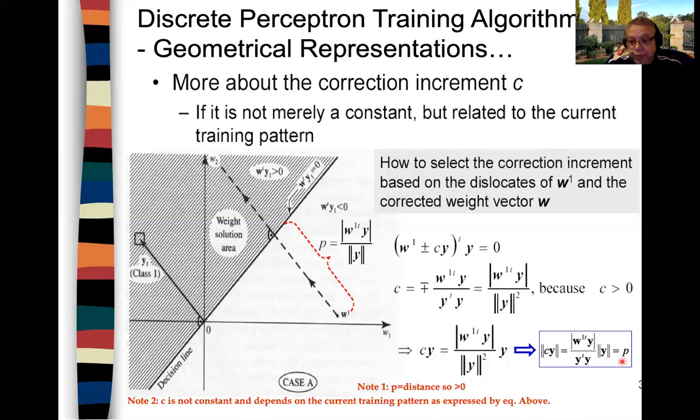Okay, so this p is a distance. This p is the distance to the line, so it has to be positive. Okay, so this is my p, the distance to the hyperplane.